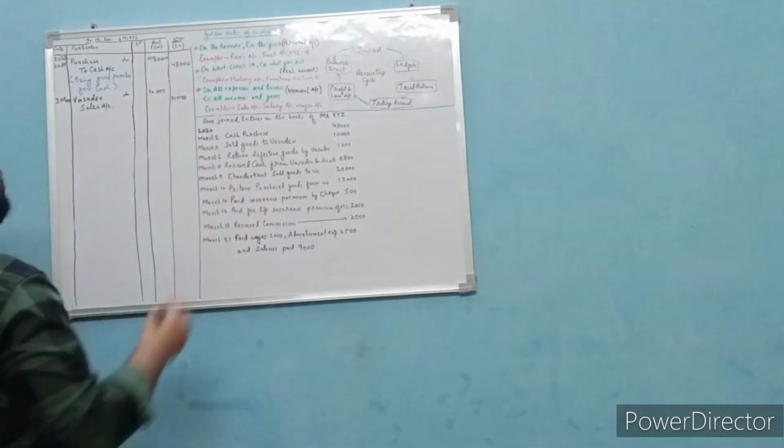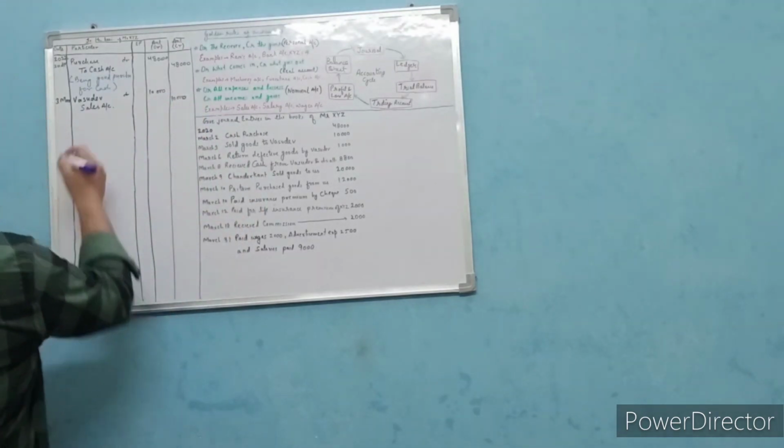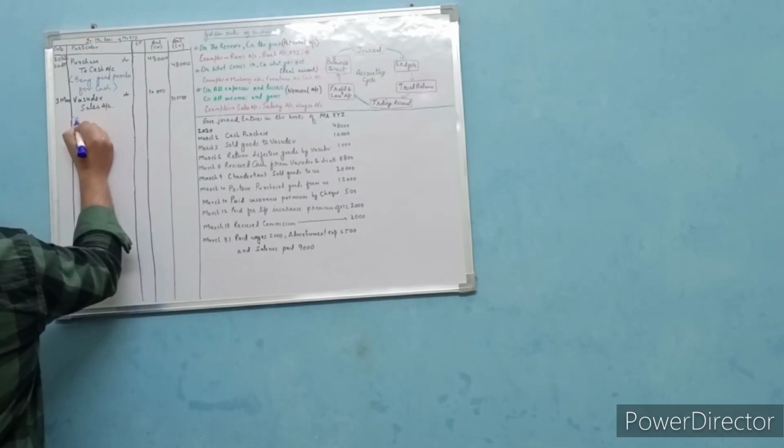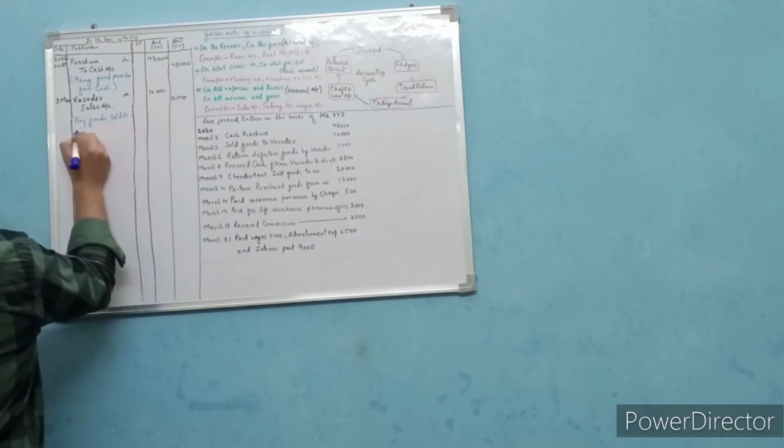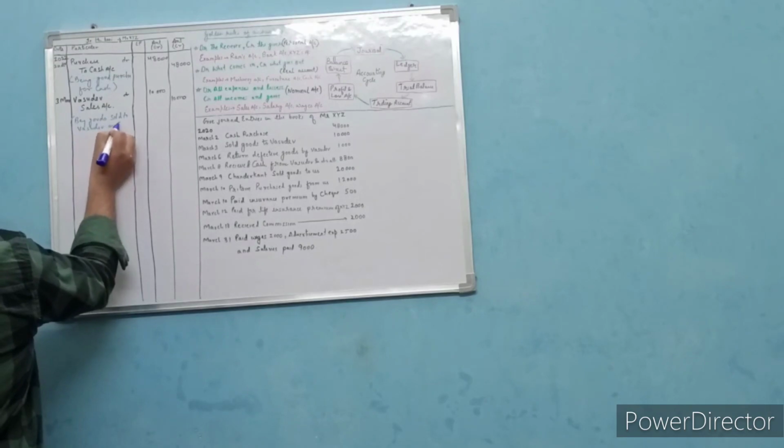₹10,000. Now again we have to explain with the help of a narration. So here I have written: being goods sold to Vasudev on credit.